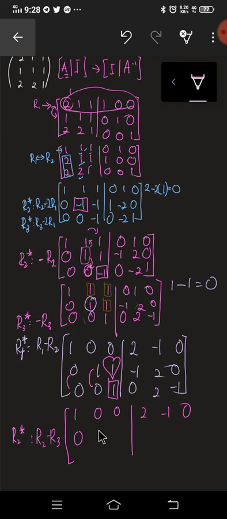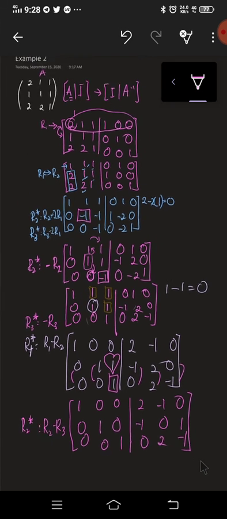1 minus 0 is 1. 1 minus 1 is 0. Negative 1 minus 0 is negative 1. 2 minus 2 is 0. 0 minus negative 1 is 1. And then copy for the third row. So we get 0, 0, 1, 0, 2, negative 1.